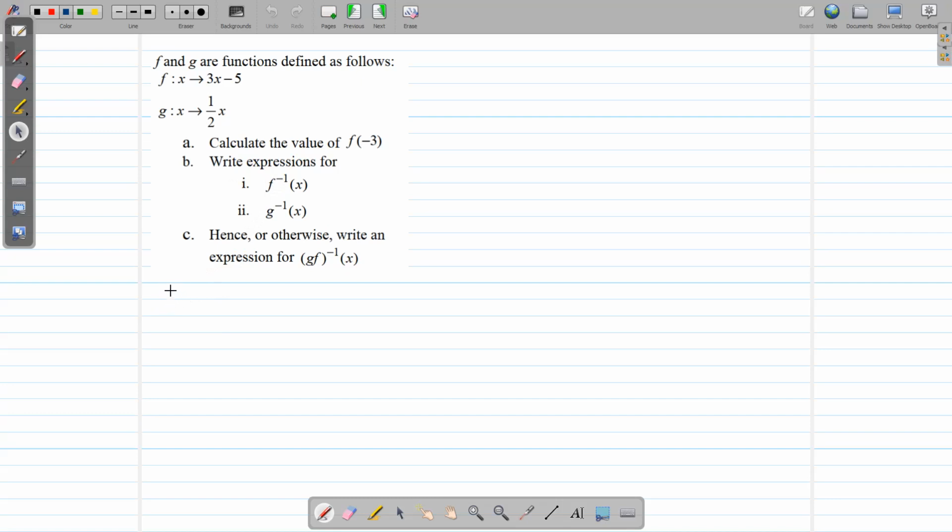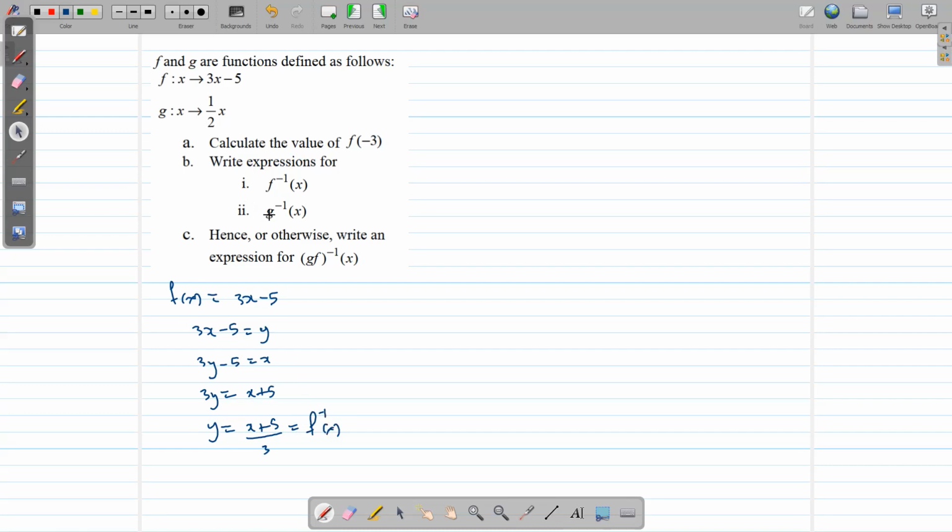So f of x is equal to 3x minus 5. We're going to write 3x minus 5 is equal to y. Then we're going to switch the letters. 3y minus 5 is equal to x. And then we're going to solve it for y. Solving for y gives us 3y is equal to x plus 5, and dividing by 3, we end up with y is equal to x plus 5 over 3, which is the same thing as f inverse of x.